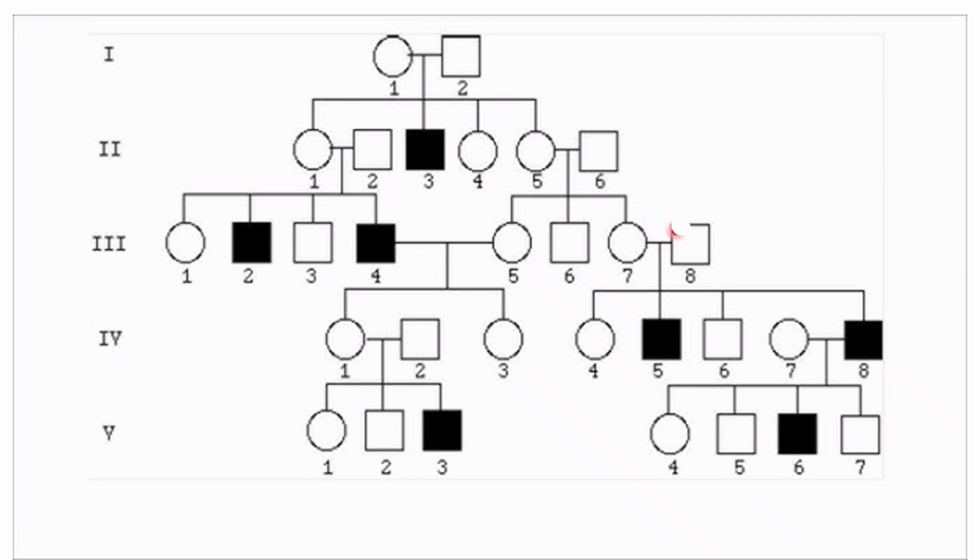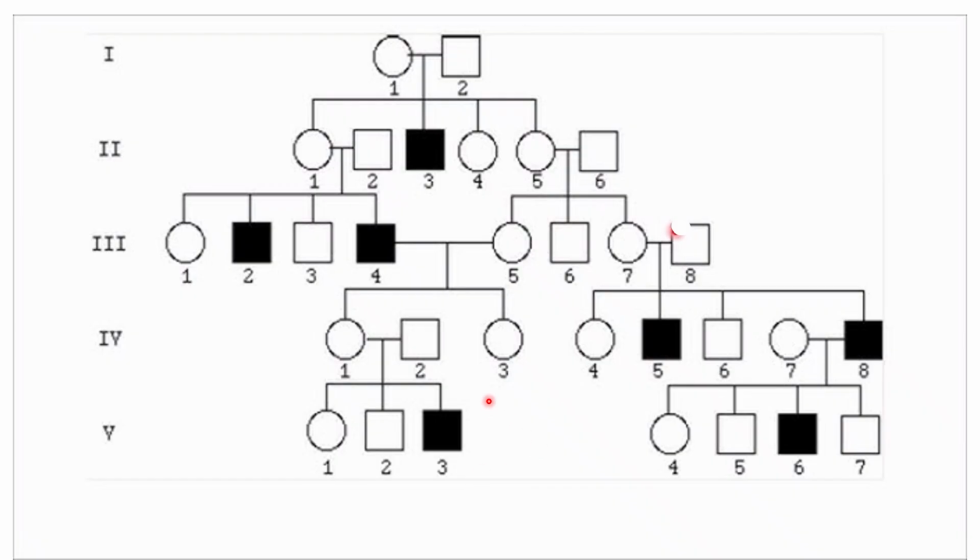If you look in generation 1, person 1 and person 2 are unaffected, but they have offspring in generation 2 that is affected. If you look in generation 2, person 1 and person 2 are unaffected, and they have 2 affected children. If you look in generation 3, persons 7 and 8 are unaffected, but they have 2 offspring in generation 4 that are affected. And in generation 4, person 1 and 2 are unaffected, but they have offspring in generation 5 that are affected.